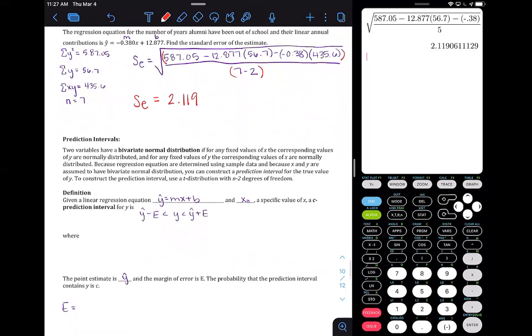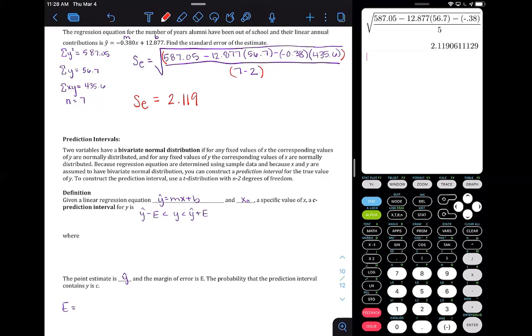So two variables have a bivariate normal distribution if for any fixed values of x, the corresponding values of y are normally distributed, and for any fixed values of y, corresponding values of x are normally distributed. Because regression equations are determined using sample data, and because x and y are assumed to have bivariate normal distribution, you can then construct a prediction interval for the true value of y. So remember, we're still looking at samples, so we're making predictions for the population.